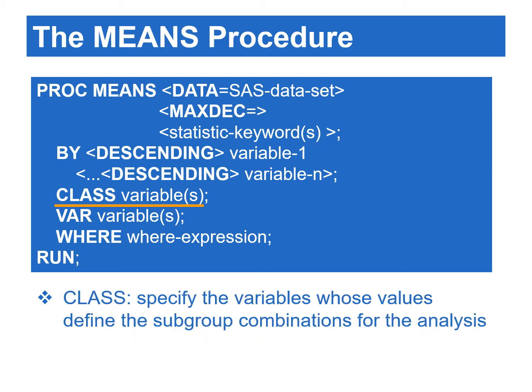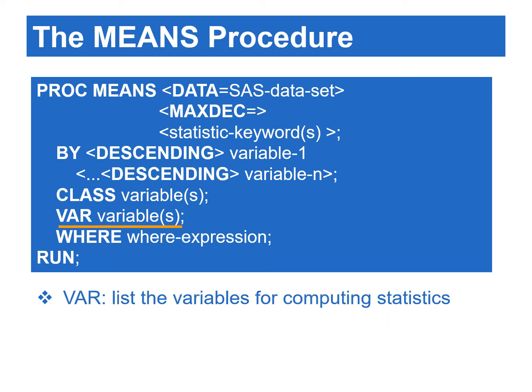The optional CLASS statement is used to define the subgroup combinations for the analysis based on specified variables. The use of the CLASS statement is like the BY statement. However, the output has a different layout. Using the CLASS statement does not require sorting the variables first. The VAR statement is used to list the variables for computing statistics. Omitting the VAR statement will result in computing statistics for all the numeric variables that are not listed in the other statements.